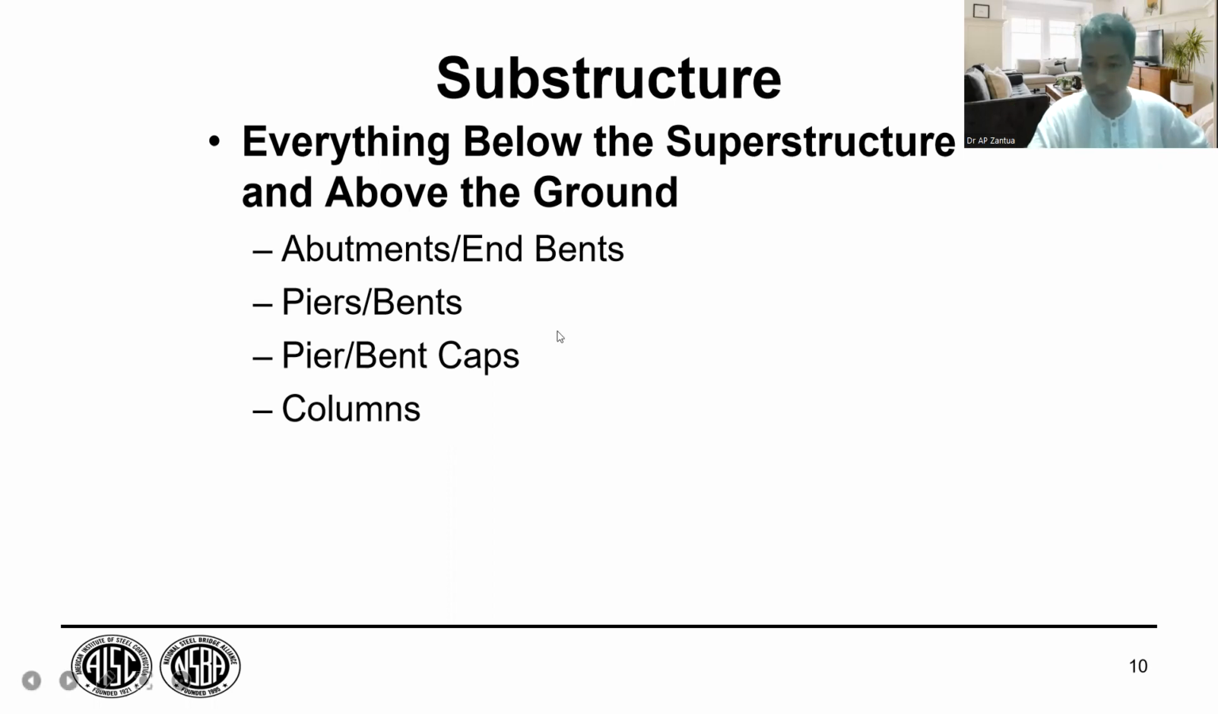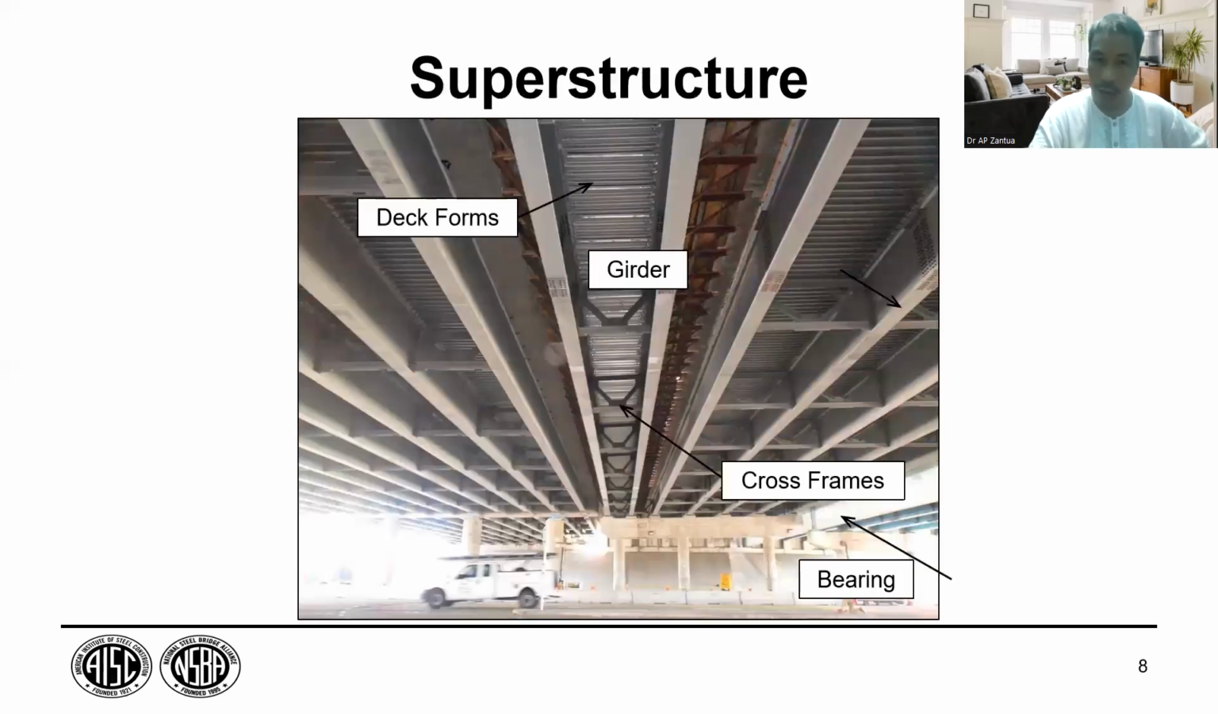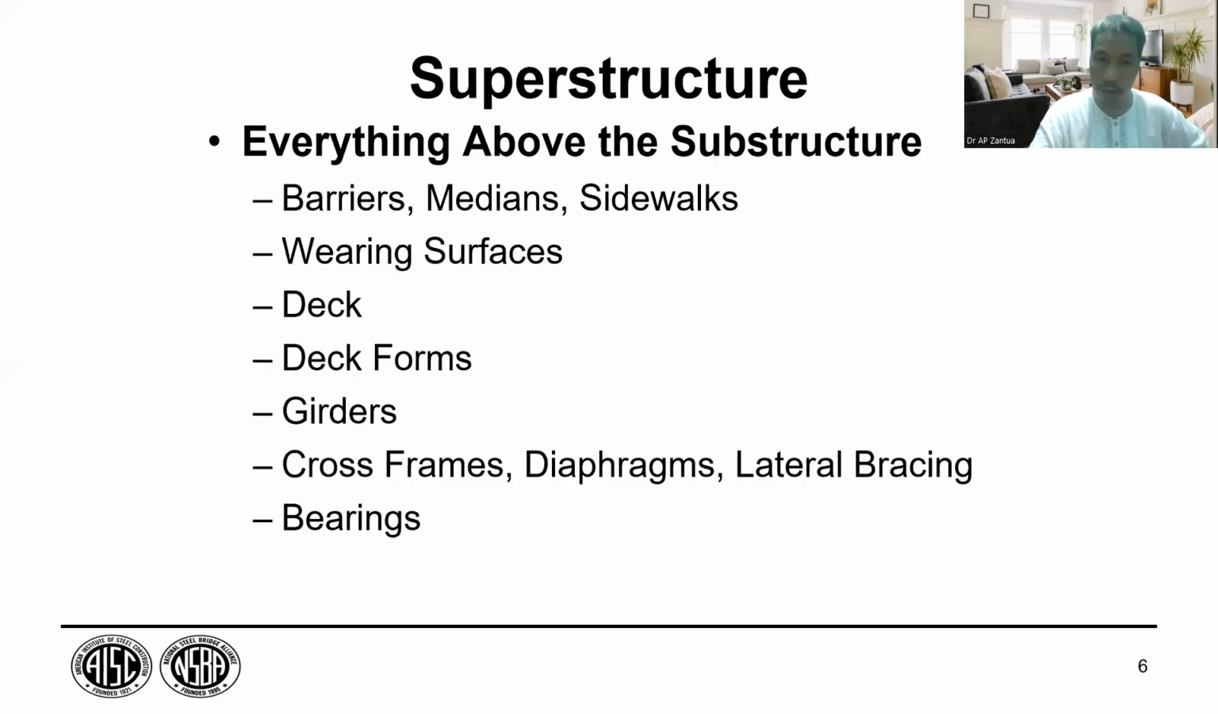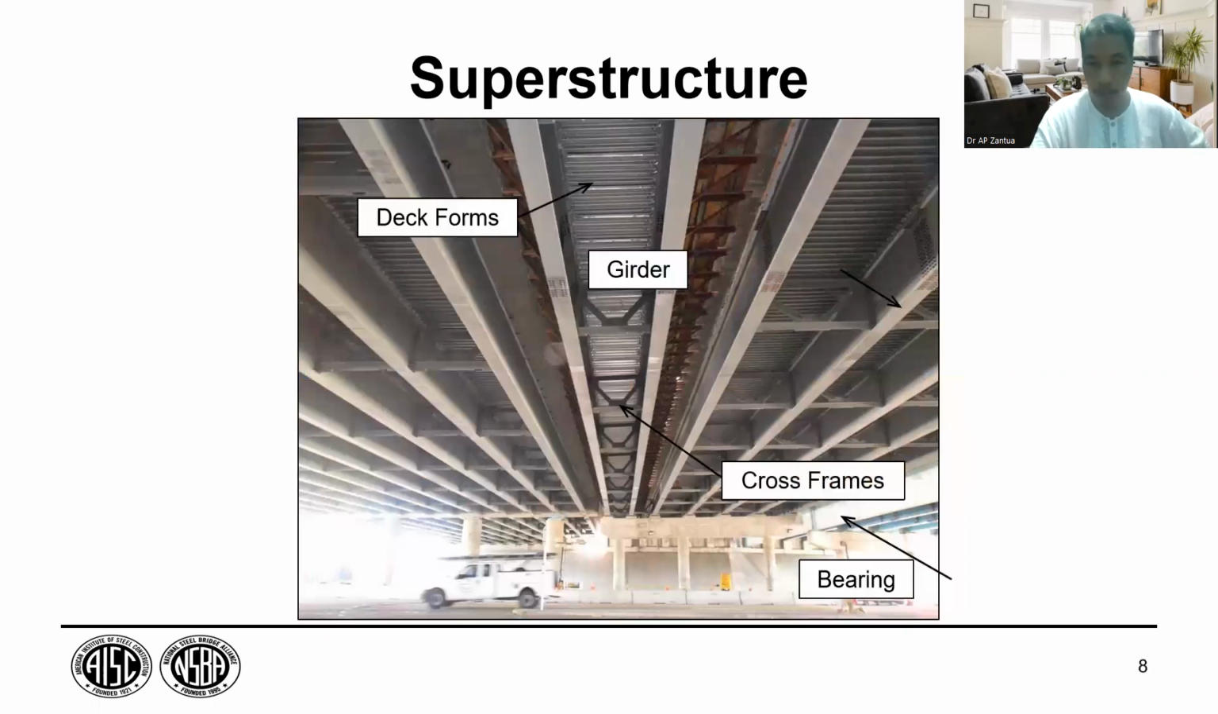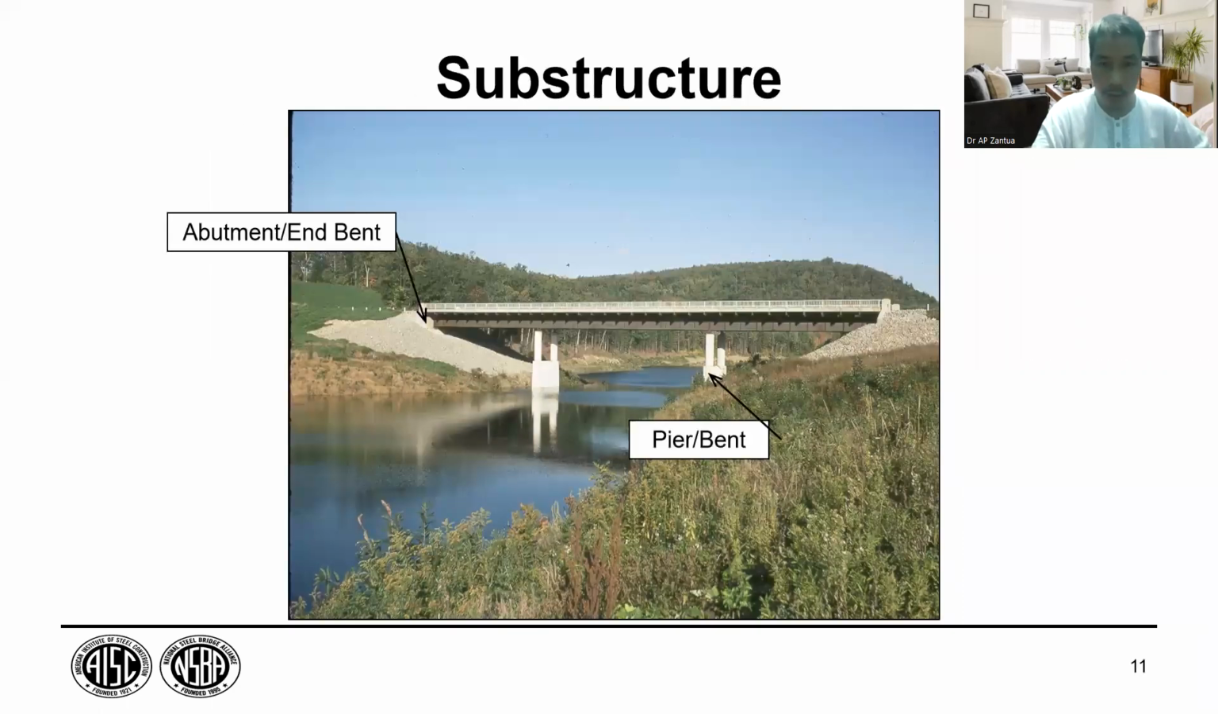So you can compare that to the elements of the superstructure. These are the elements of superstructure: wearing surface, girder. So girder is included in the superstructure. Barriers, medians, sidewalks, cross frames, bearings. So bearing is actually included in the superstructure.